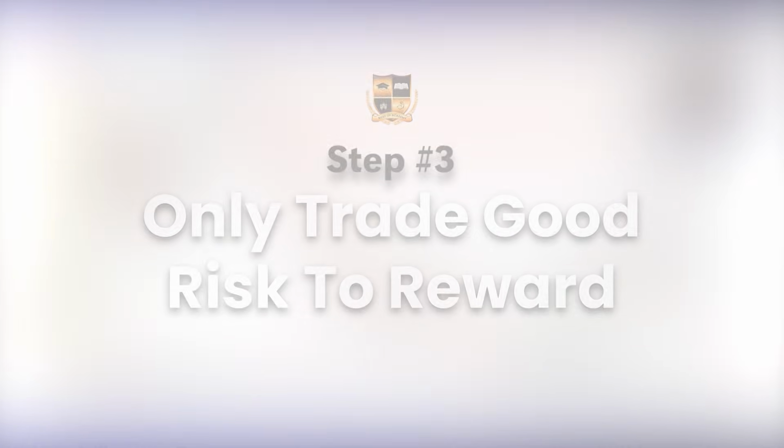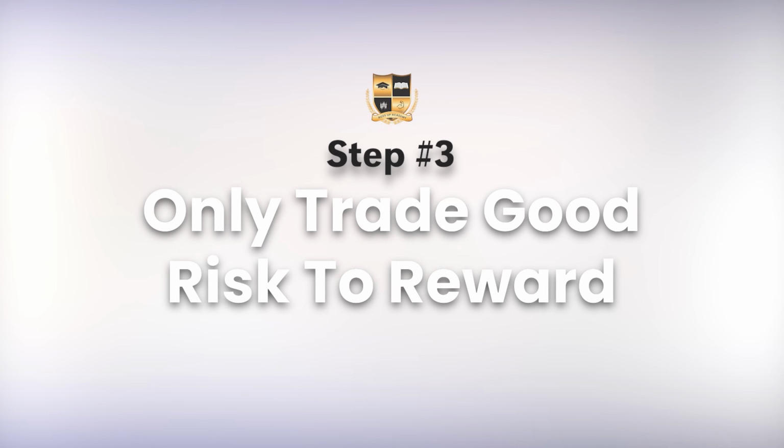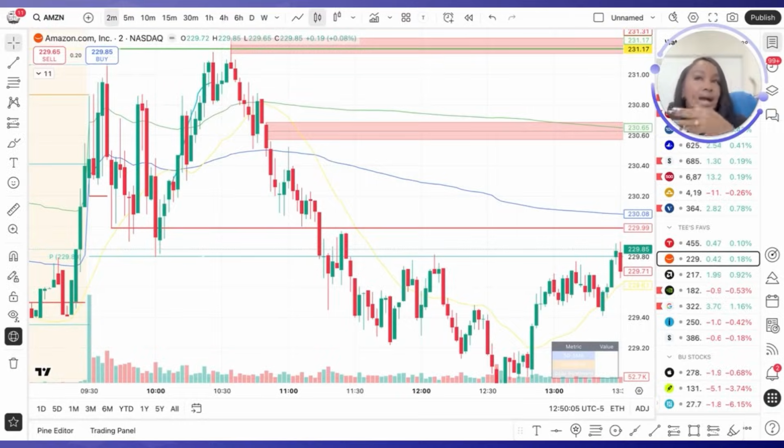Number 3, only trade good risk to reward. Only trade good risk to reward. Listen, you do not need a bunch of trades to be profitable, to get to a number you want to win. Like, hey, you can pay all your groceries. You can pay all your utility bills. You could pay for gas for the month. You could start saving for your trips and stuff.